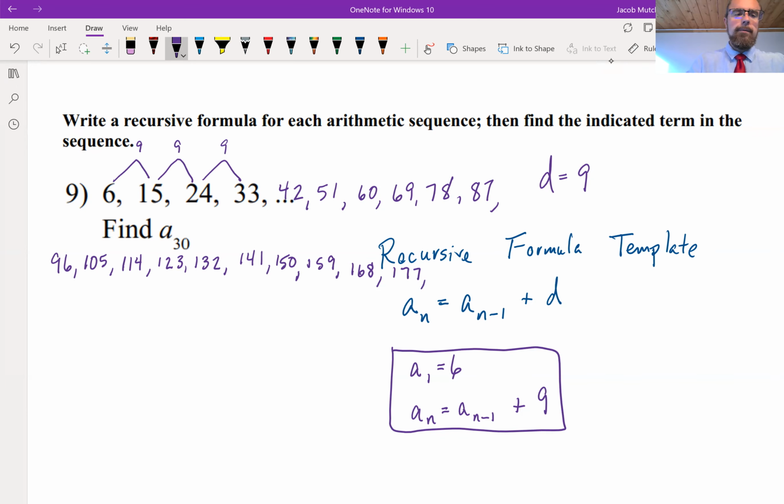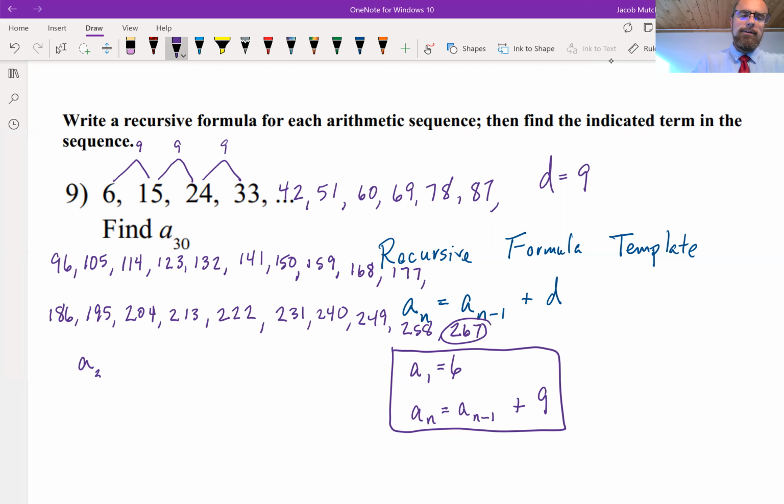We've got 10 more. That would give me 186, adding 9. 195, 204, 213, 222, 231, 240, 249, 2 more, 258, and our 30th term is going to be 267. A sub 30 is 267.